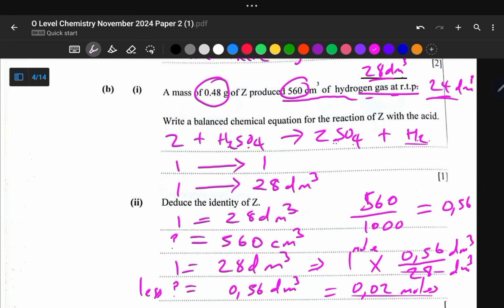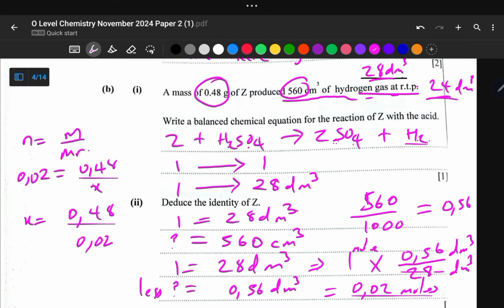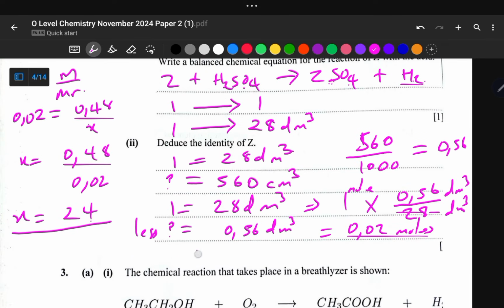And then we are given the mass of Z. So we are going to apply this formula n is equal to mass over Mr. We want to calculate the molar mass, right? So n we've got 0.02, and then the mass we've got 0.48, and the molar mass is unknown. So X, the molar mass, is equal to 0.48 over 0.02. So X is equal to 0.48 divided by 0.02, which is equal to 24. So the molar mass 24 is the mass of magnesium.